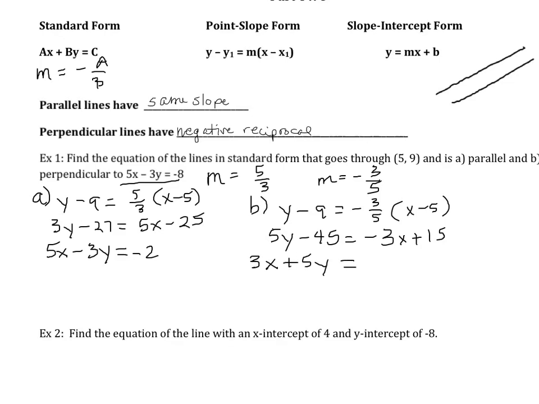And then I'm going to add 45 to the right side. Now, I can tell that these are perpendicular just by looking at them, because not only are the coefficients switched, but they now have a sign change, and that indicates to me that we have a perpendicular line.